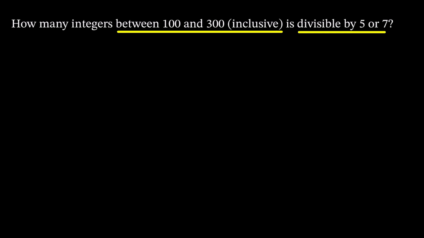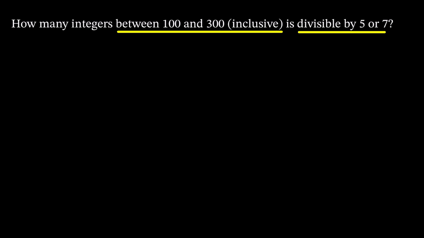Hello, in this video we will be answering how many integers between 100 and 300 inclusive are divisible by 5 or 7. First of all, we have to find the multiples of 5. We have to find the first multiple of 5 as well as the last multiple of 5. So let's go ahead and get started with that.